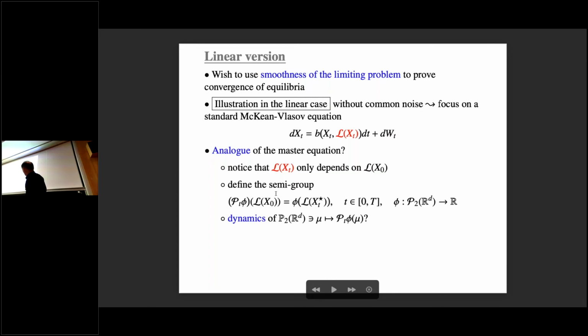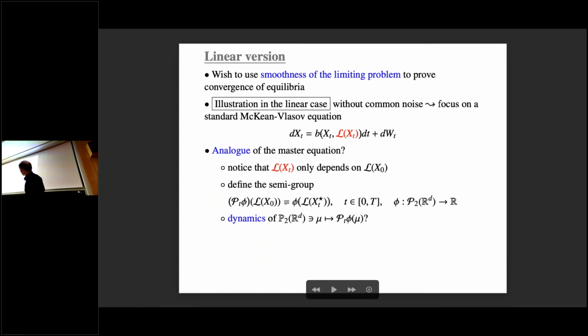Now, if you want to think in terms of PDE, you could write down the Fokker-Planck equation. What you do is that in PDE or in operator theory, we would say we define a semigroup. So we see the action of this equation on a test function. Precisely, you take a test function phi, a function that is defined on the space of probability measures. So it evaluates phi on probability measures. And I'm going to transport this function by the solution of the stochastic differential equation.